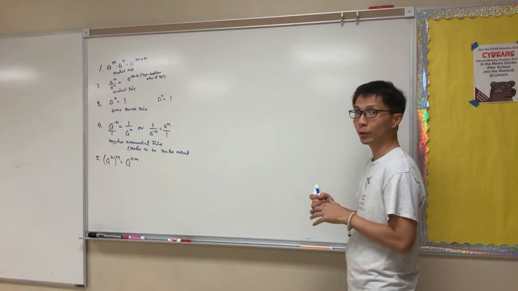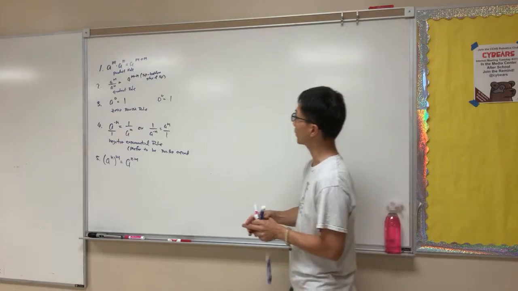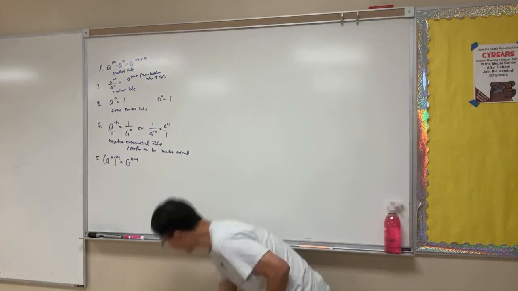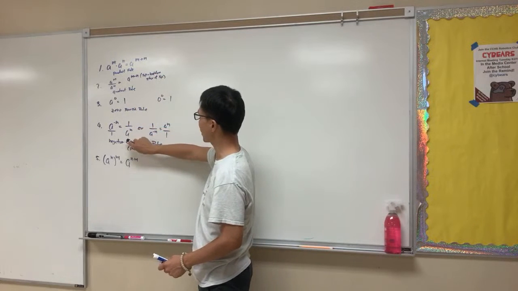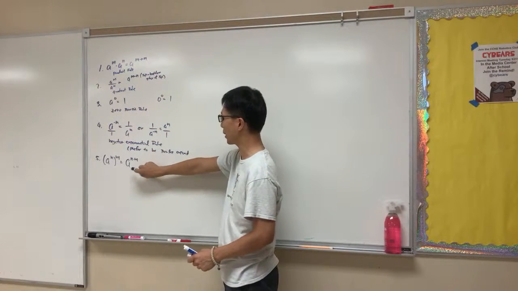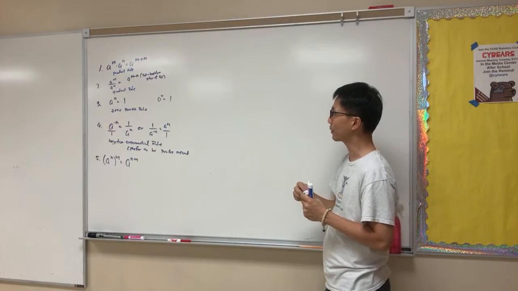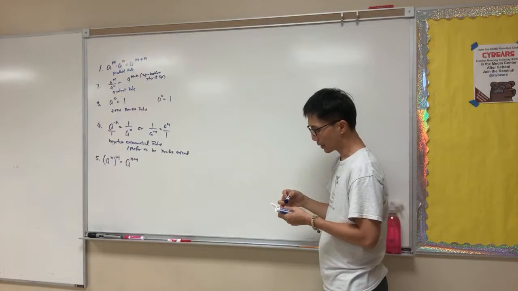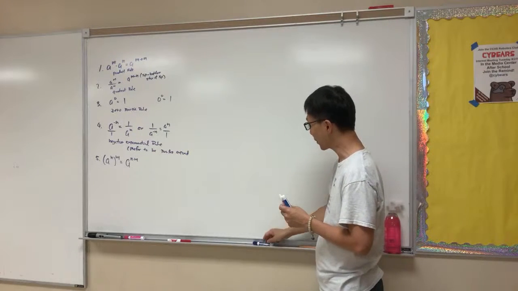So today I would like to go over all the exponential rules. First, we're going to go over the product rule, quotient rule, zero power rule, negative exponent rule, and the power rules. Okay, so that's five rules, and the last one is something called radicals.